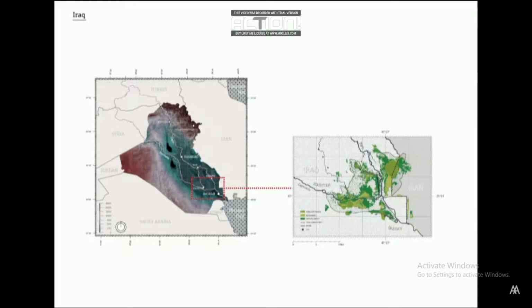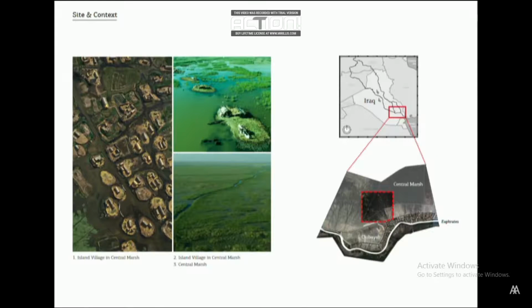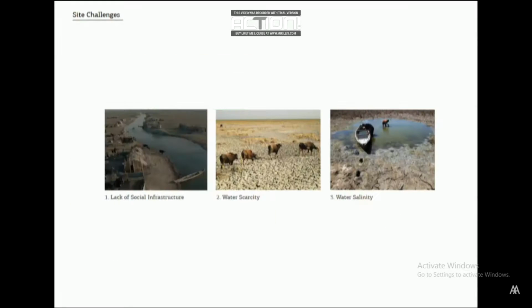The site is located in southern Iraq and is part of the larger water system of the rivers Tigris and Euphrates. Between these two rivers, a large territory is covered by a marsh. The video we just saw and these images show the current state of the marshes and the way people have occupied land in the form of islands and clusters of islands.